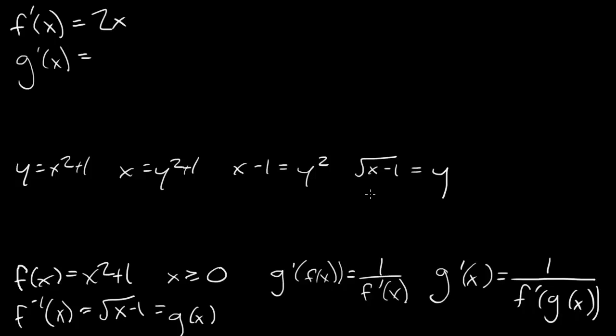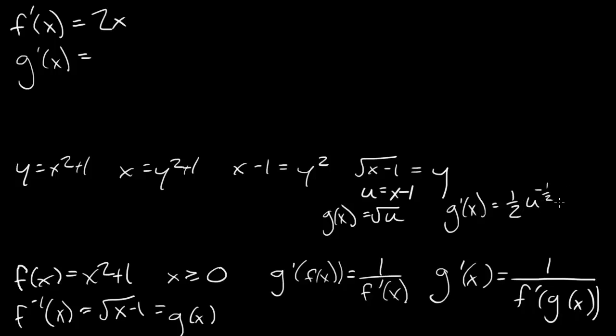It's a little messy. We're going to need the chain rule. So let's do a substitution. Let's say u equals x minus 1. Square root of u equals g of x. And the derivative is going to be g prime of x is 1/2 u to the minus 1/2 times du dx. Well, du dx, that's pretty easy. If u equals x minus 1, then du dx is just 1. So that means that g prime of x is 1 over 2 times the square root of x minus 1.